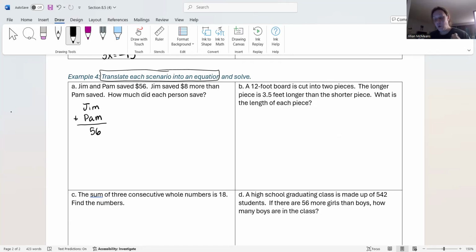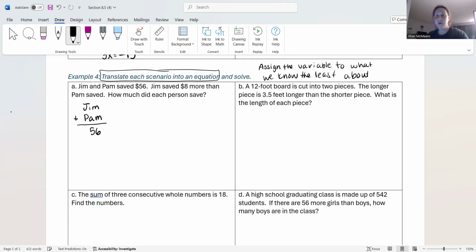Okay, and then once I get something like that set up, then I really start thinking about, okay, where does my variable go? We always assign the variable to what we know the least about.